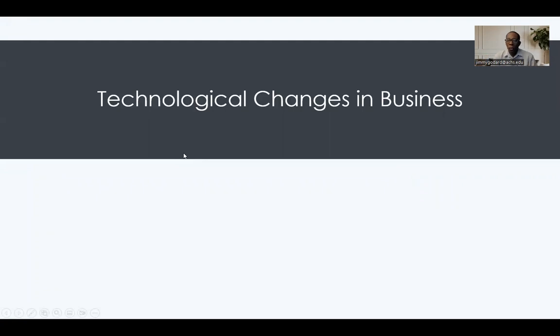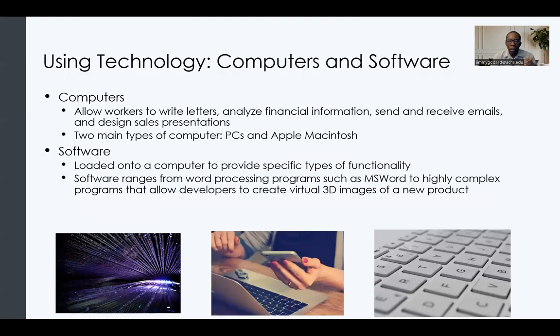Now, technology changes in business. It's really fundamental. When we talk about technology, at its root in definition of technology, technology is any new processes, any new ways of doing business, of conducting business. We have to make the distinction between technology and digital technology. What we'll be talking about here is digital technology. For that, we need what we call computers. Computers, when they first came out, were a piece of technology. It allowed workers to write letters, analyze financial information.